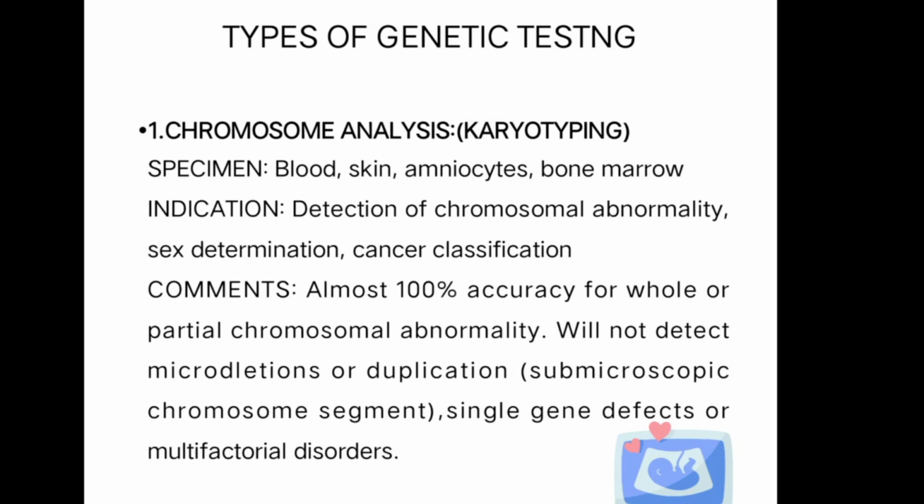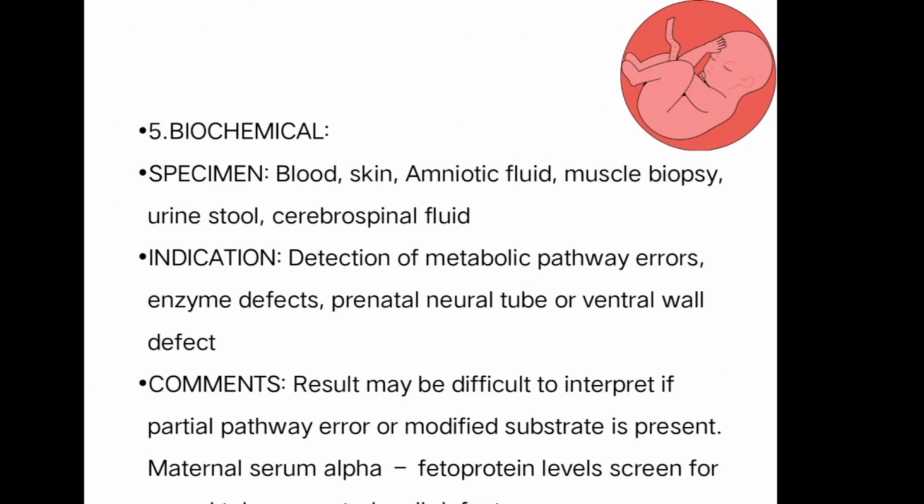This chromosome analysis is otherwise known as karyotyping. The tissues they will check are blood, skin, amniocytes and even sometimes bone marrow. This indicates chromosomal abnormalities, sex determination and also cancer classification. So almost 100% we can check whether any abnormality is there or not by doing this chromosomal analysis. Next is biochemical. The routine blood and urine examination will be done. This detects metabolic errors or enzyme defects, prenatal neural tube defects or ventral wall defects. These all can be assessed.